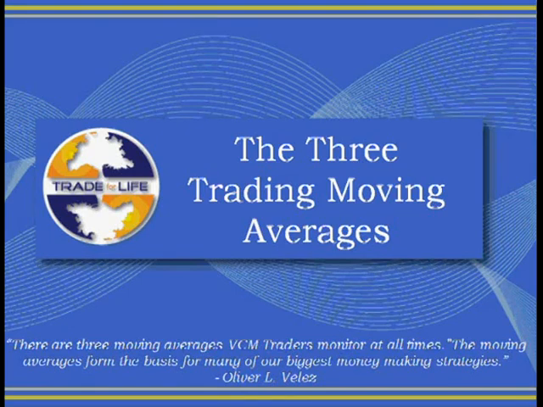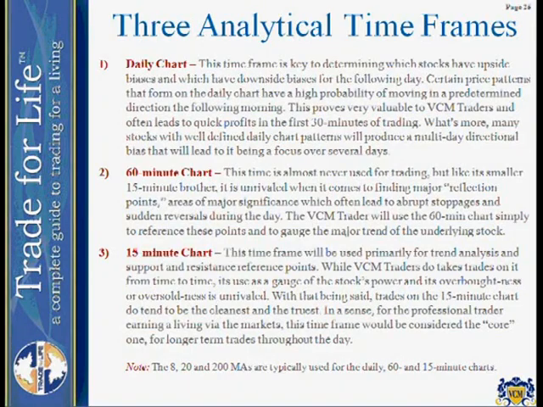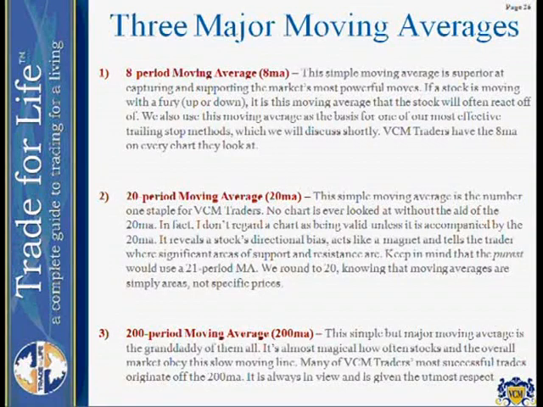Okay, there are 3 dominant moving averages that I want you to have displayed on your charts at all times. These on your micro time frames in particular. These trading moving averages are the 8-period simple moving average, the 20-period simple moving average, and the 200-period simple moving average. Okay?